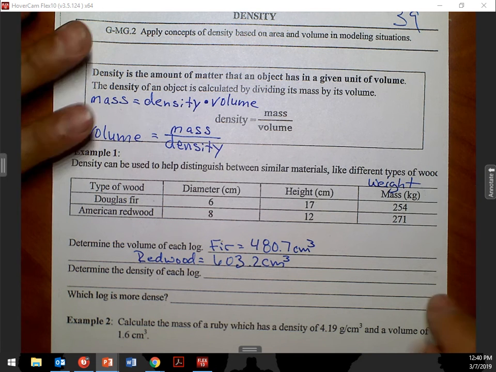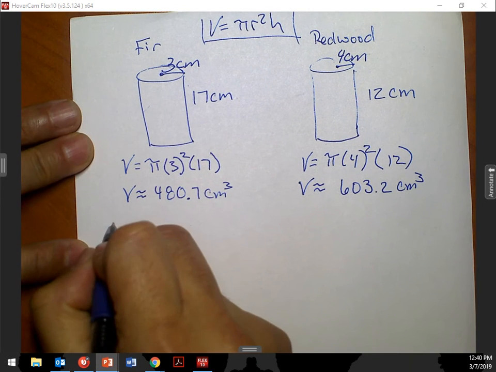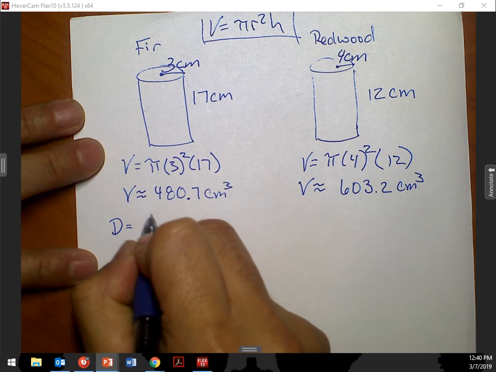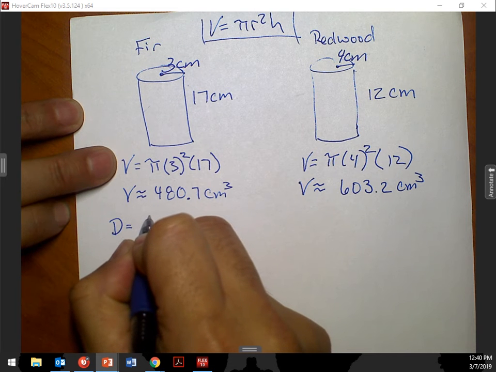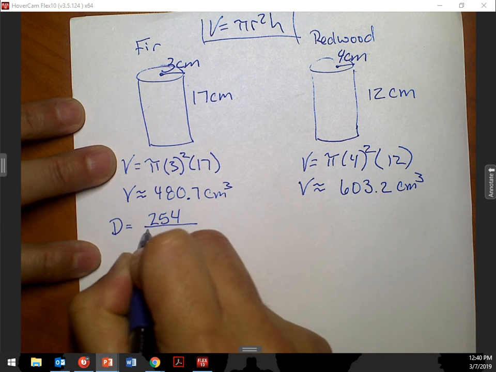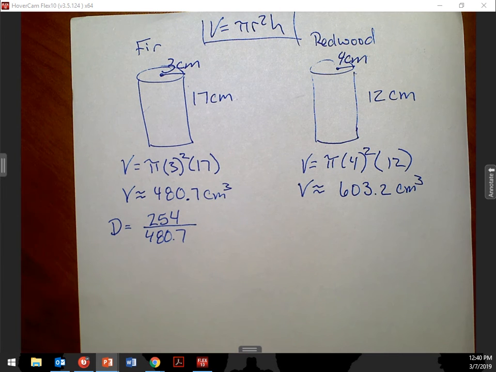So now let's flip it over. So it should be mass divided by volume. So my first one should be my mass. What was it again? Divided by the volume, which is 480.7. Yep. Okay, let's do that math.